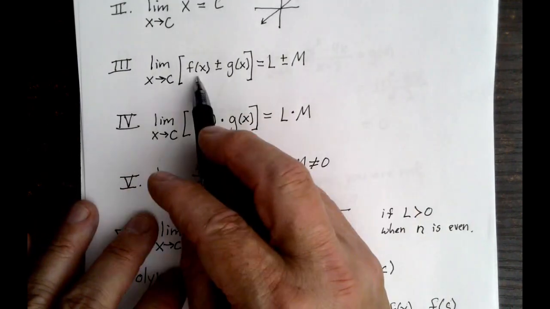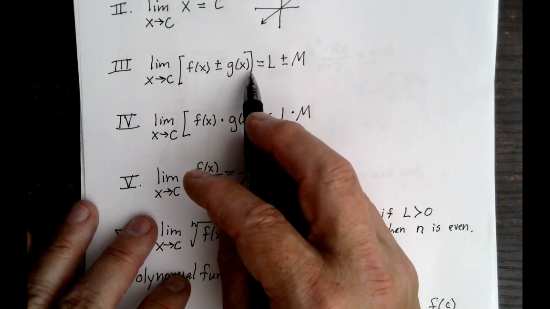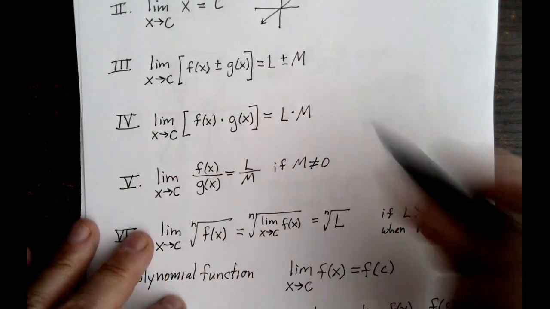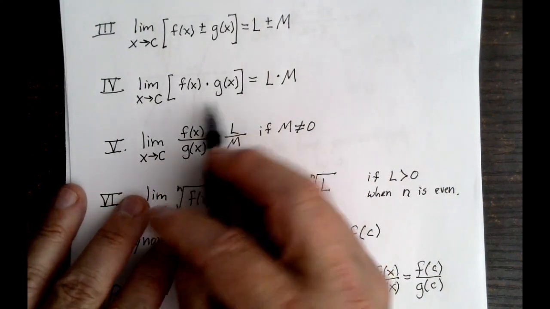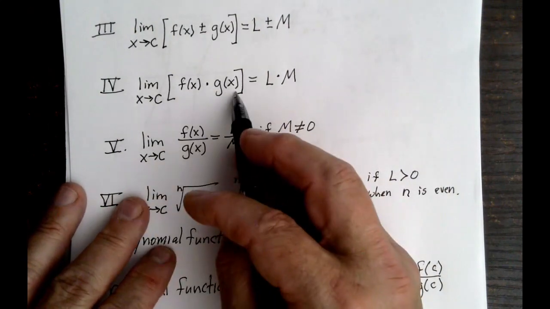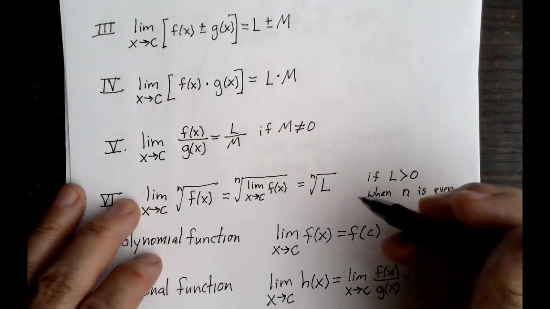So you can take the limit of f and the limit of g separately and then just add those answers together. Same thing with multiplication. If you got the limit of two functions that are multiplied, take the limit of f, take the limit of g, and whatever answer you get, you just multiply them.